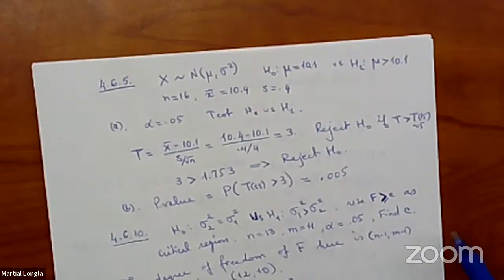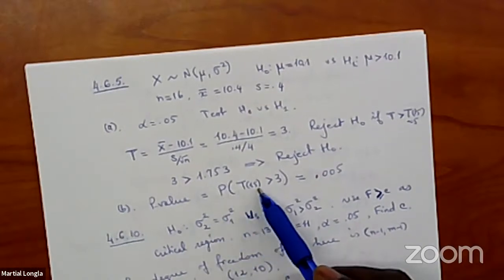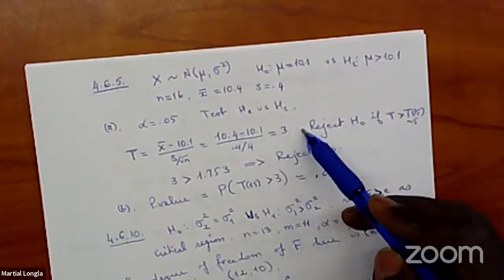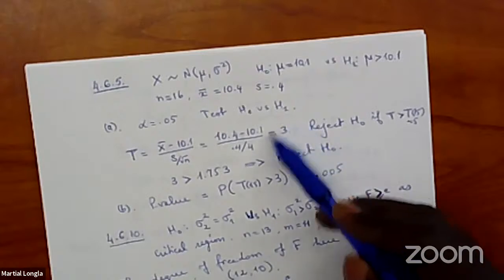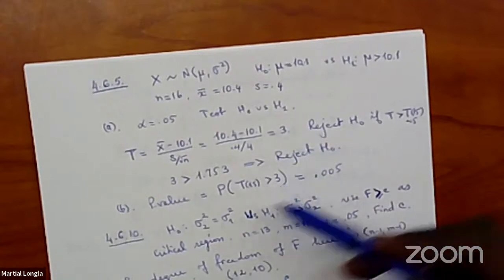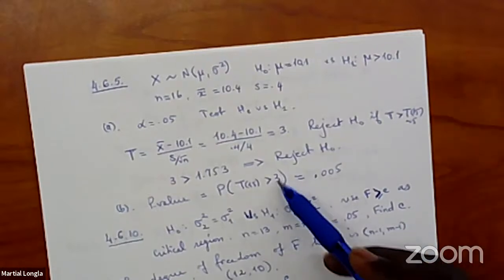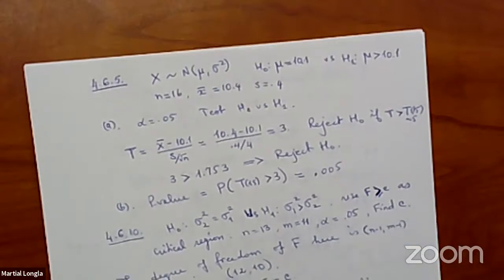And it's asking to find the p-value. P-value is the probability under that same distribution, t with 15 degrees of freedom, of the value that you found for t, which is 3. So you want the probability, in the same direction as what you have in there, larger than 3. And then you get that it is approximately 0.05 using the t table.